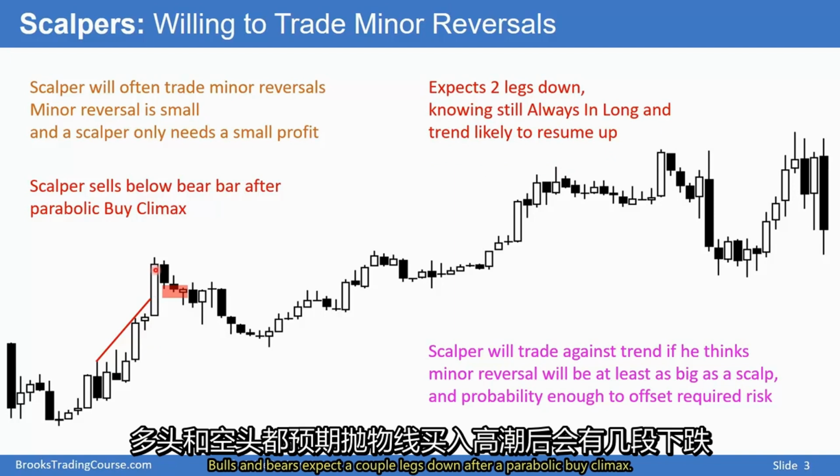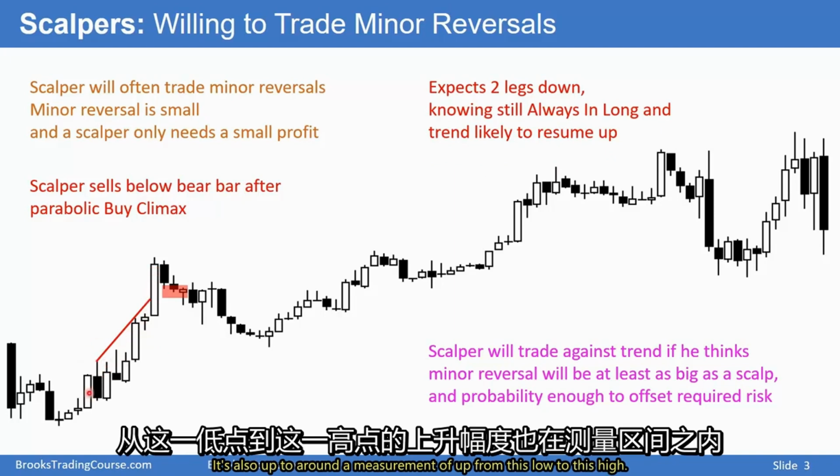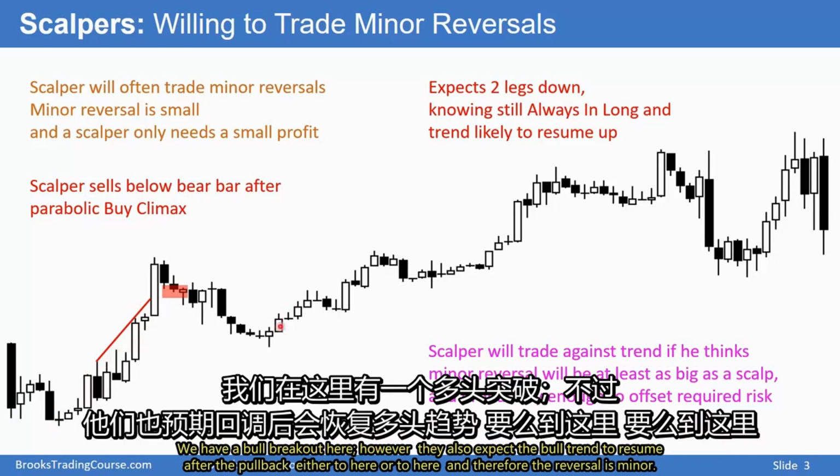Bulls and bears expect a couple legs down after a parabolic buy climax. It's also up to around a measure move up from this low to this high. We have a bull breakout here. However, they also expect the bull trend to resume after the pullback, either to here or to here, and therefore the reversal is minor.